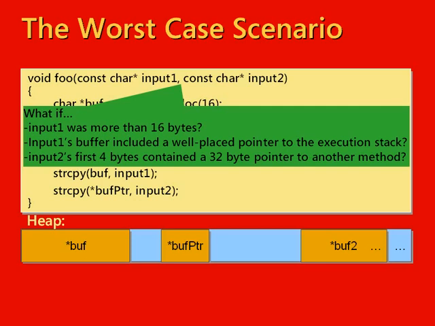And finally, what if input 2's first 4 bytes contained a 32-bit pointer to another method? In other words, what if that pointed to a location somewhere that had arbitrary code that a malicious user might try to execute?